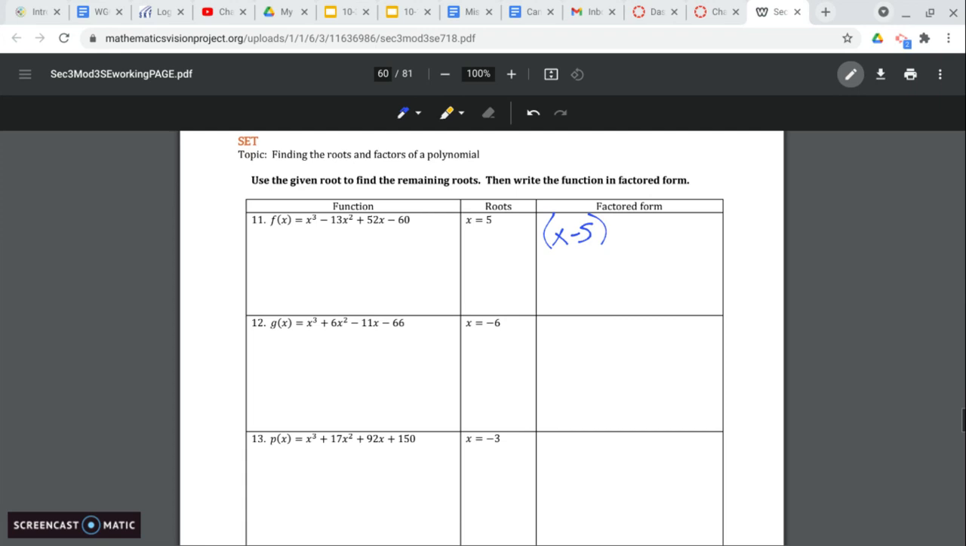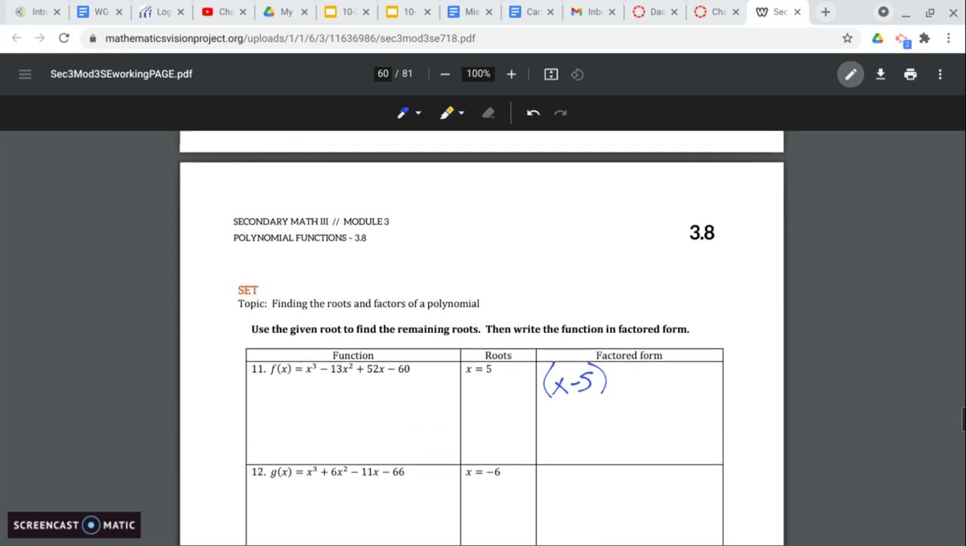So if we set this up, I'm going to do it up above so we have lots of space. We're going to have x minus 5 dividing x cubed minus 13x squared plus 52x minus 60. x times what gives us x to the third? Well, that would be x squared.